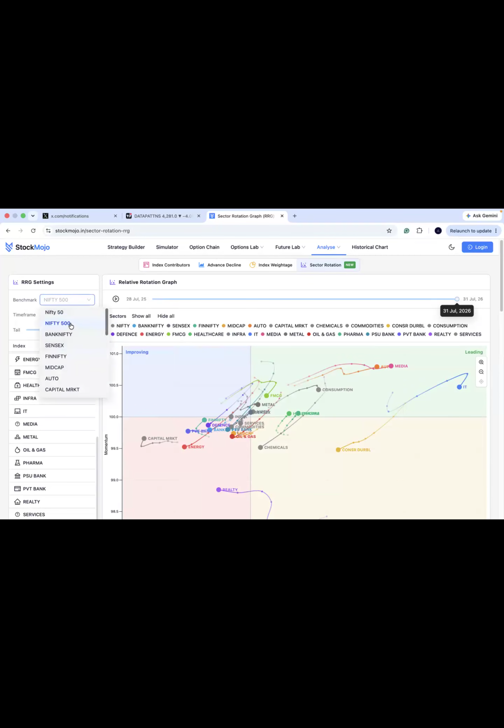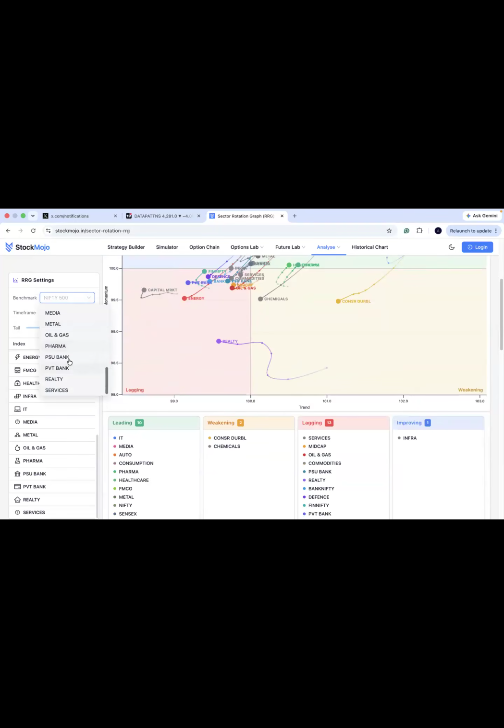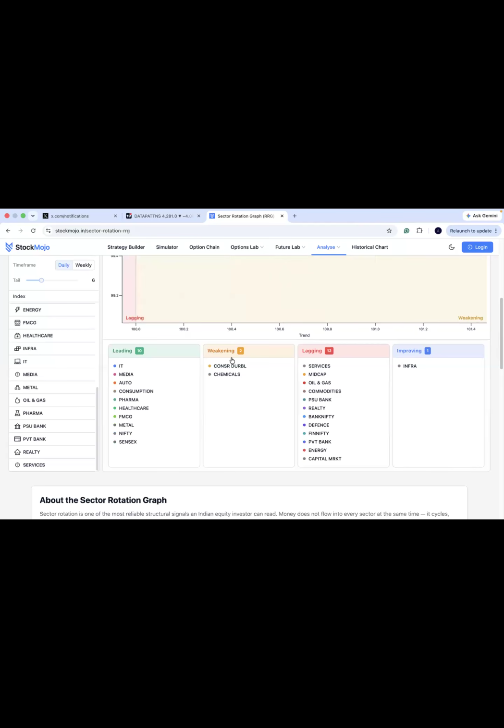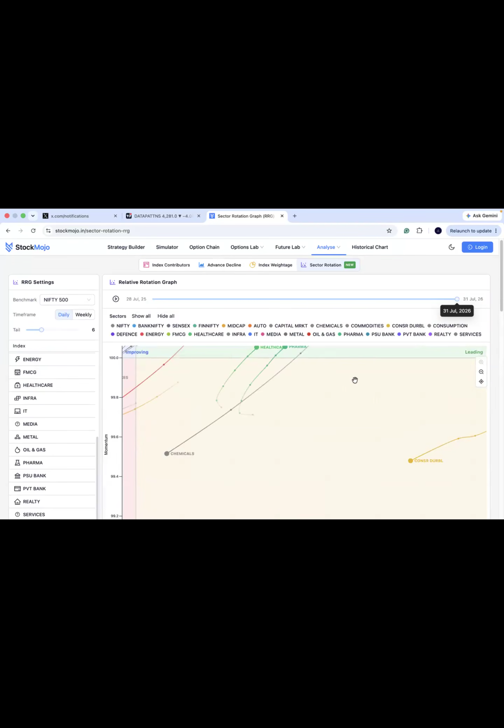In the free version, there are a set of 5 to 6 sectors where you can do it. But if you have a list of stocks, then you can compare it, as simple as that. Anyone else has any doubts regarding this thing?